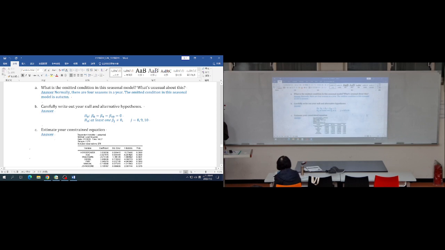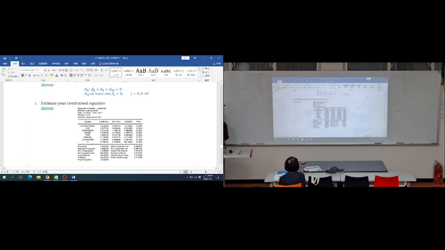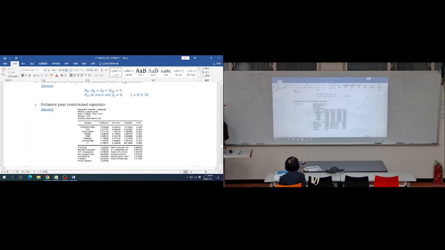Then B. This is the hypothesis of this one. So this is a partial F test. Yes, right? Partial F test. All right.